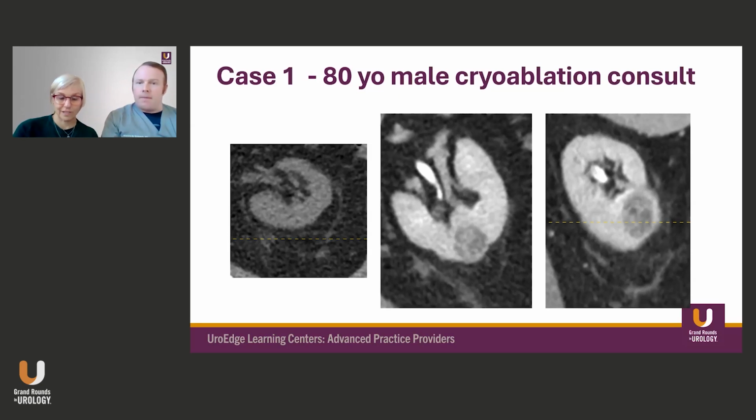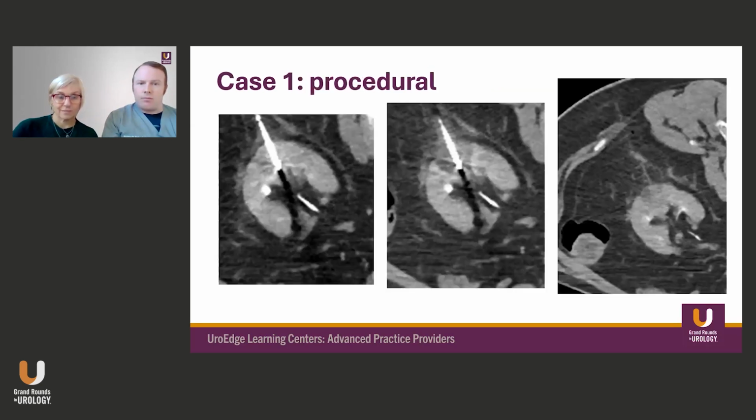Okay. And next, we're going to look at this procedure. And these are your procedural images that you take, correct? And this is the same patient. It's just the orientation looks a little weird because now we're prone. The patient is prone, whereas before the patient was supine.